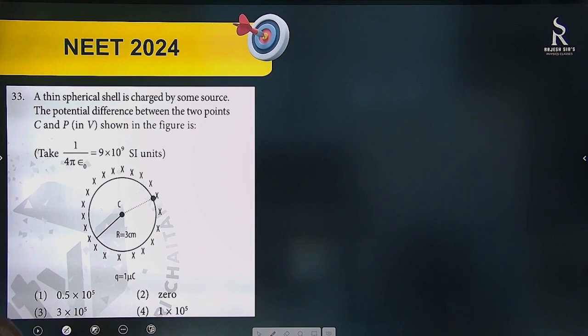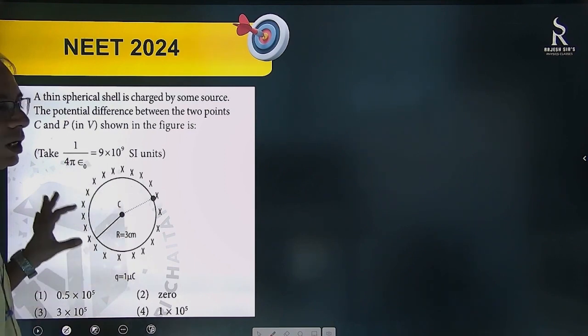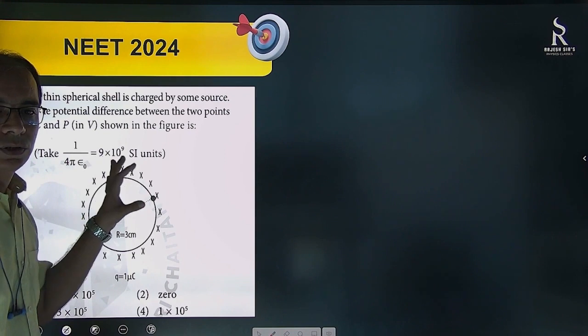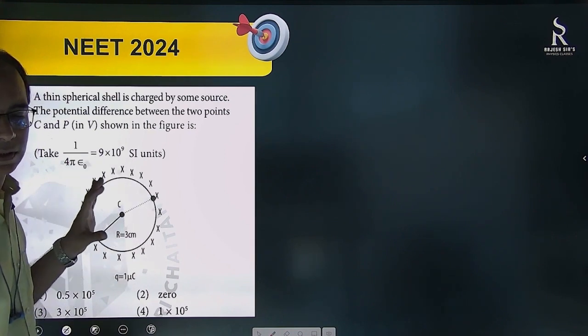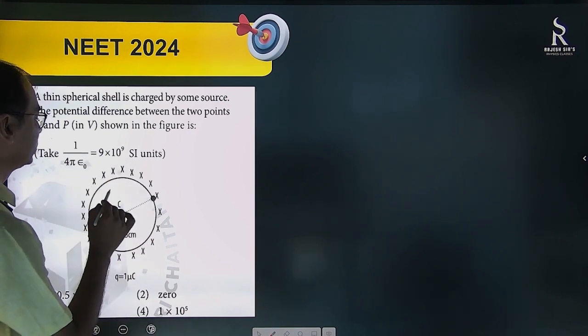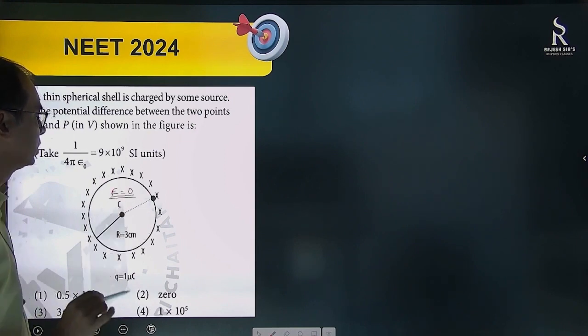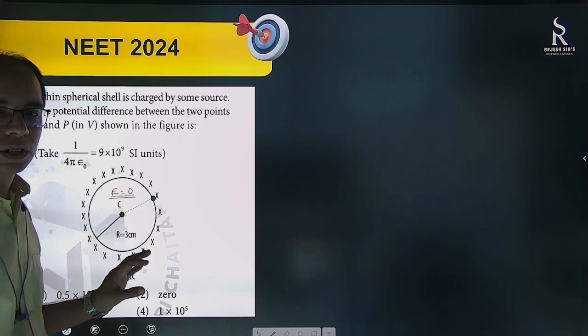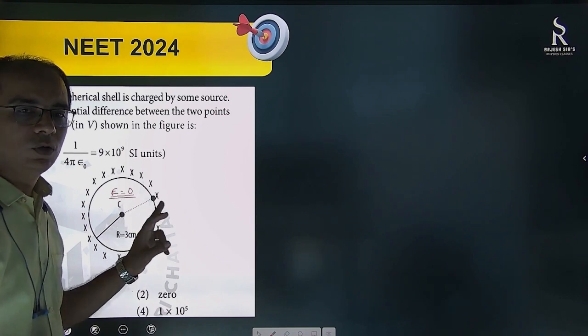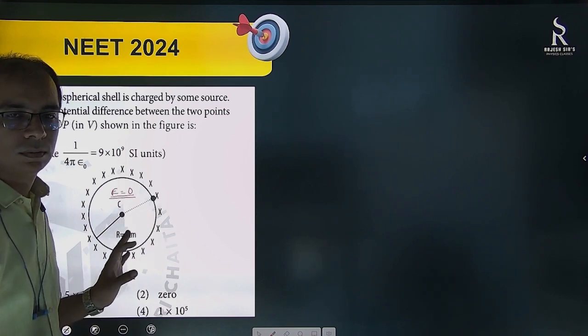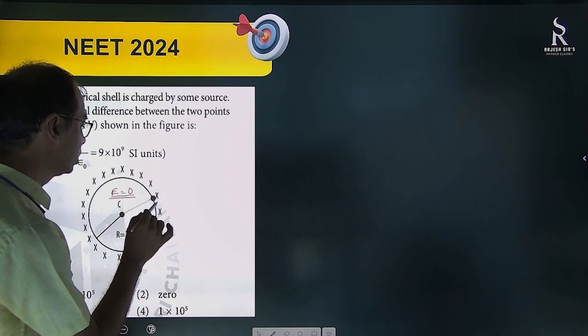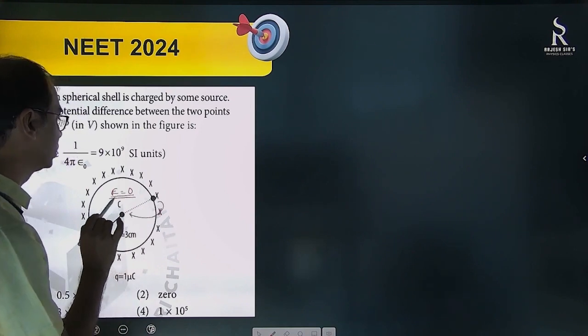A thin spherical shell is charged by some source. The potential difference between 2 points C and P shown in figure. Now this is a thin spherical shell. Charge is on its surface. So inside electric field is 0. When inside electric field is 0, it means potential difference between any 2 points is 0. Means whatever is potential on the surface, same will be potential here inside.